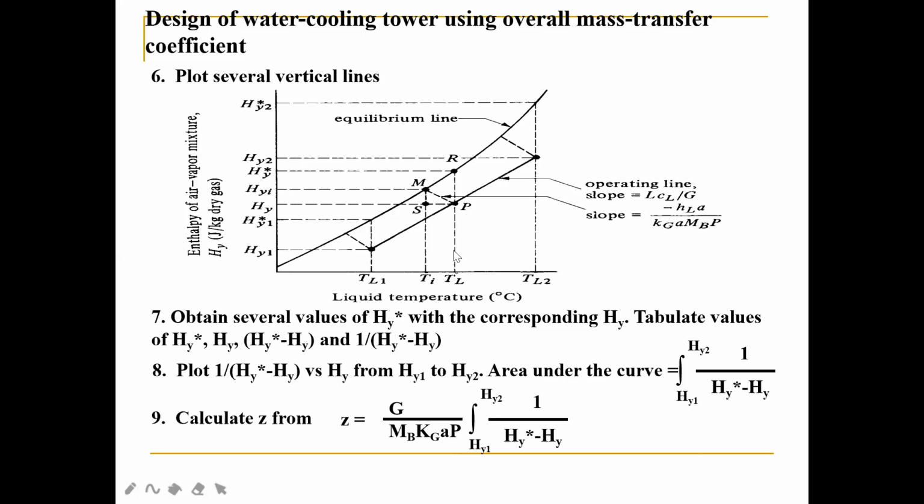Okay, so then you plot the 7 values that you get from HY star. You will calculate the value of 1 over HY star minus HY. HY is the value that you get for the same temperature. Okay, so you actually have to do an extensive table for you to get all these values and for you to get the area under the curve for this part of the equation. And then finally you will put into the equation using the overall mass transfer coefficient, and finally you will get your Z. Okay, so I don't think that's very difficult. That's not that difficult, right? So I hope you can all understand.